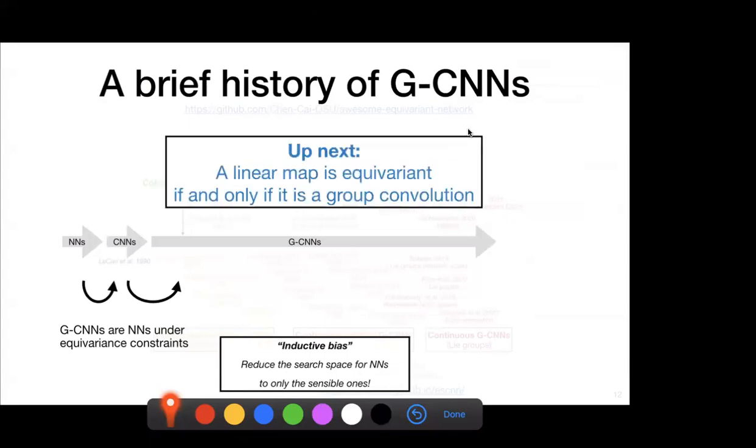And the final part of this lecture is the claim that group convolutions are all you need. We can formalize this in mathematics, but that requires a notion of homogeneous spaces, which I want to introduce to you, because it pops up in literature quite often. But the claim is that if you talk about linear maps, which are layers in neural networks, and you want to constrain them to be equivariant, then it just has to be a group convolution. There's no other way. So every linear map that is equivariant is a group convolution.